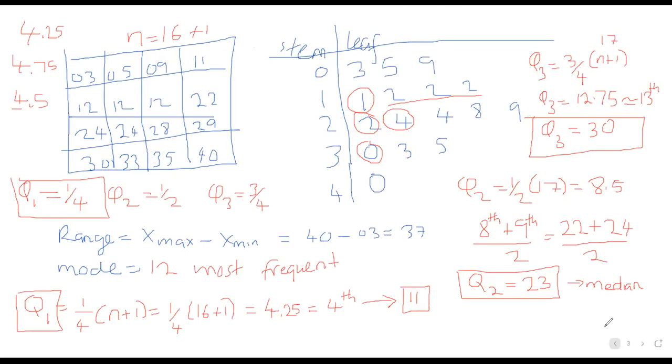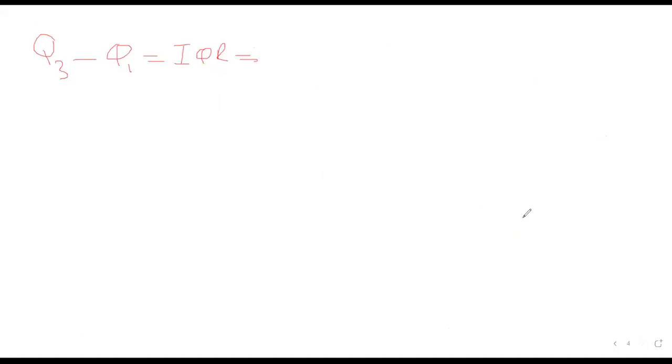Right. Somebody tell me the difference between the third quartile, Q3, and the first quartile, Q1. What do we call that? Interquartile range. Excellent. The interquartile range is the range of the quartiles. So the upper quartile we found as what? 30. The lower quartile we found as 11. So 30 minus 11, we get 19.